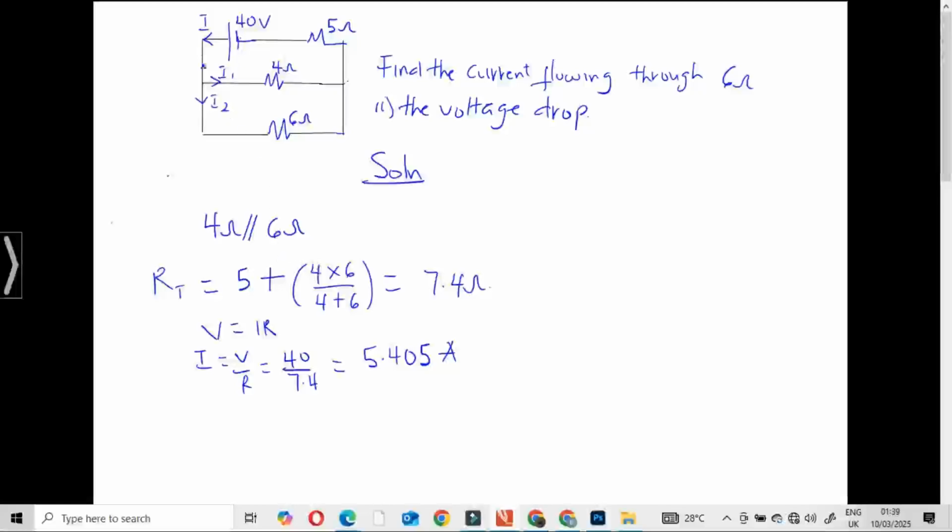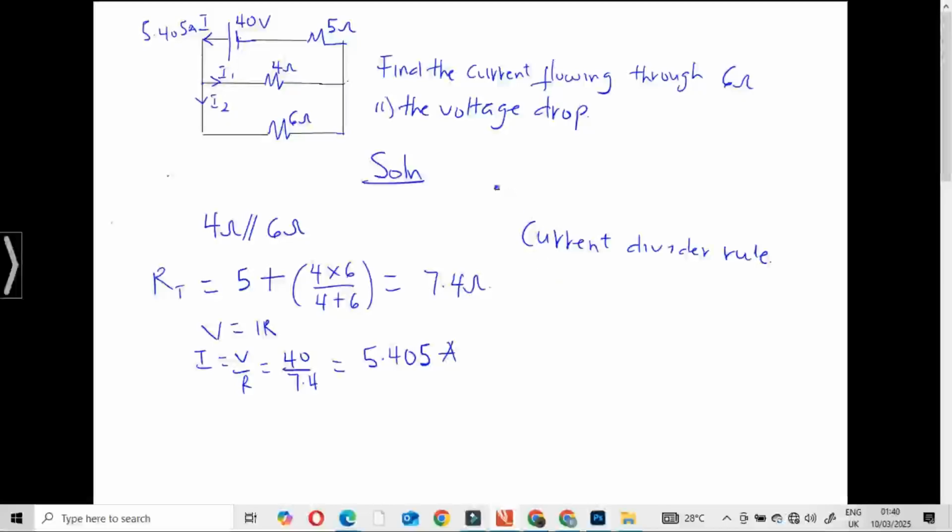Now, we have the total current I, that's 5.405 ampere. So this total current reaches the side and is split based on the resistor values. But we can do this just by predicting. So we go in for one formula called the current divider rule.